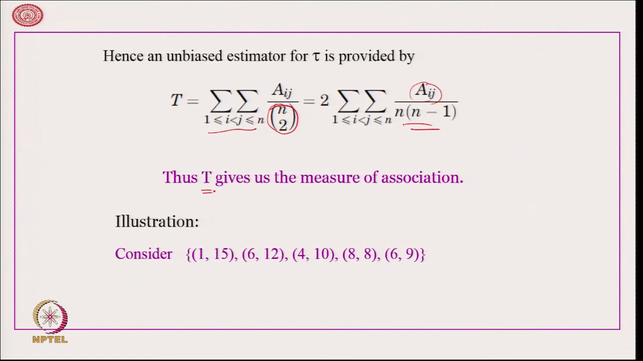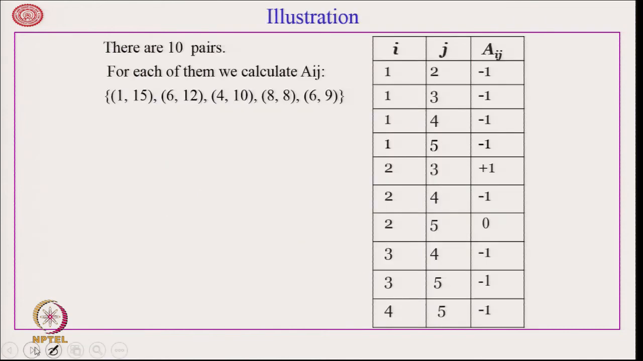For illustration, consider these pairs: (1, 15), (6, 12), (4, 10), (8, 8) and (6, 9). Since there are 5 observations, we have 5 choose 2, that means 10 pairs. So, let us consider these 10 pairs: 1 2, 1 3, 1 4, 1 5, 2 3, 2 4, 2 5, 3 4, 3 5 and 4 5. Now, we have to check how many of them are concordant and how many of them are discordant.